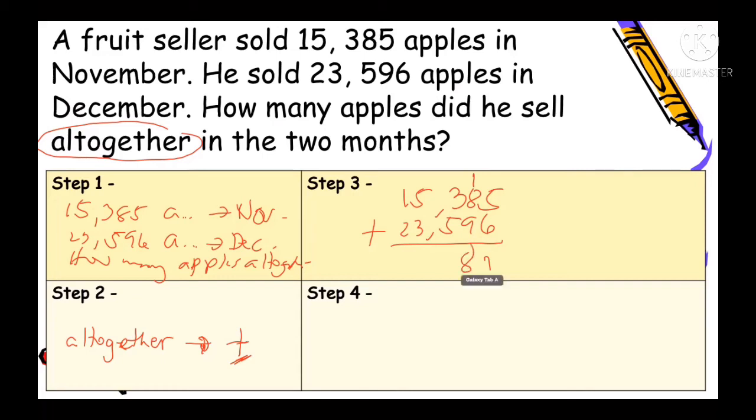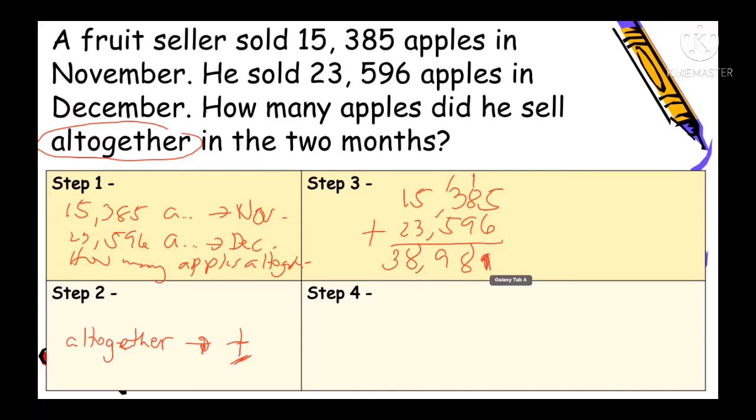Good job. 1 plus 3, 4. 4 plus 5, 9. Good. 5 plus 3, 8. Good job. 1 plus 2, 3. Okay, so we have our answer in the solving part, 38,981. Alright?